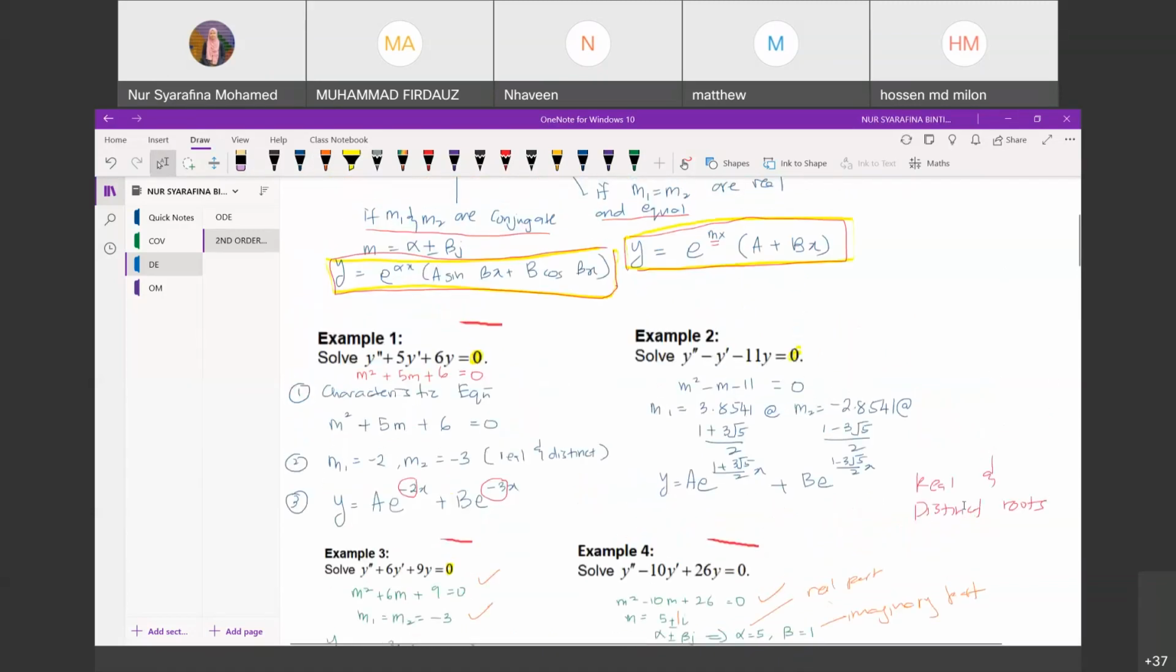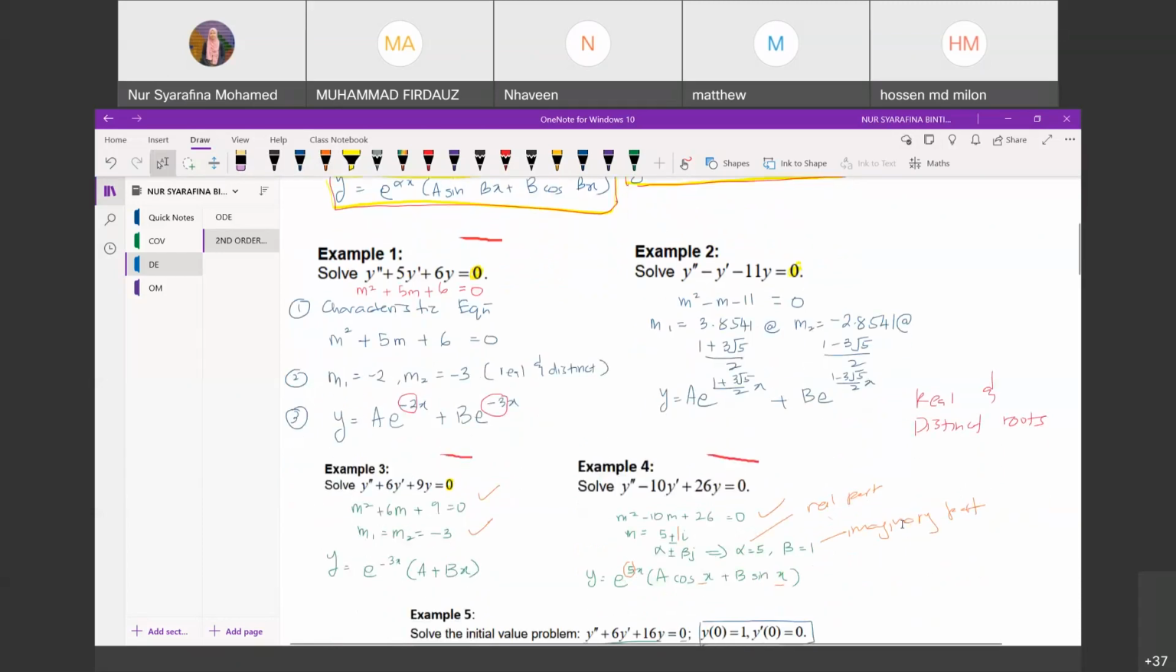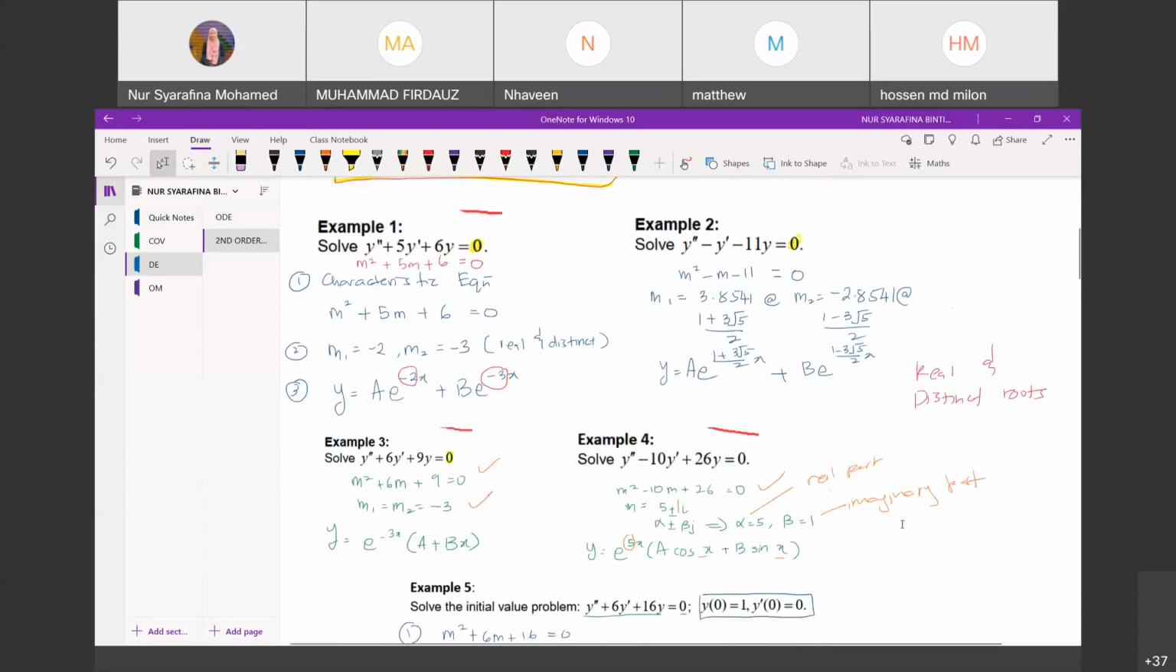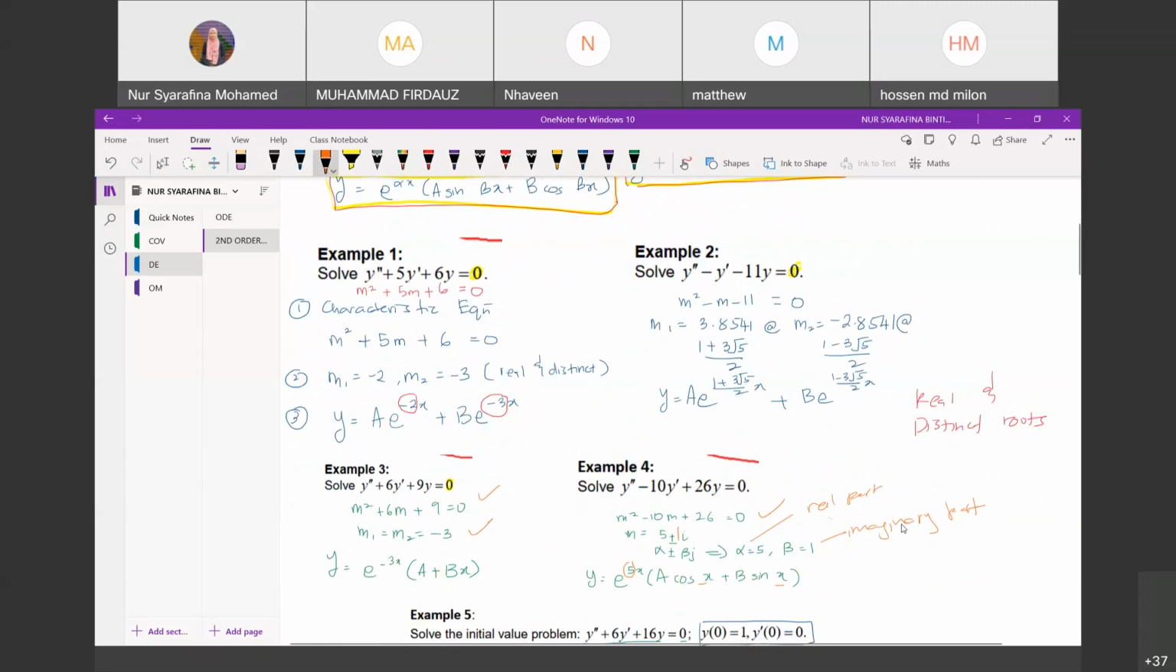Oh, this one. It doesn't matter actually, A and B. A cos beta x plus B sin beta x, or A sin beta x plus B cos beta x. Okay? Both are constants, right? It's just an arrangement. If you want to change this to sine, it's okay. Both are correct. Right?